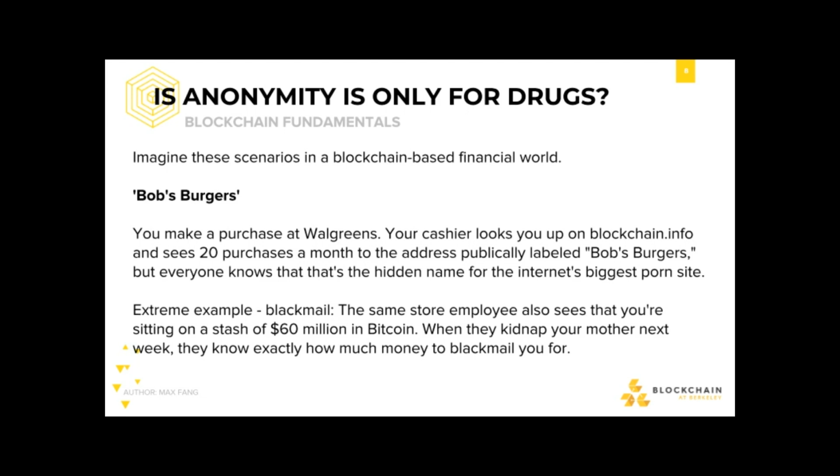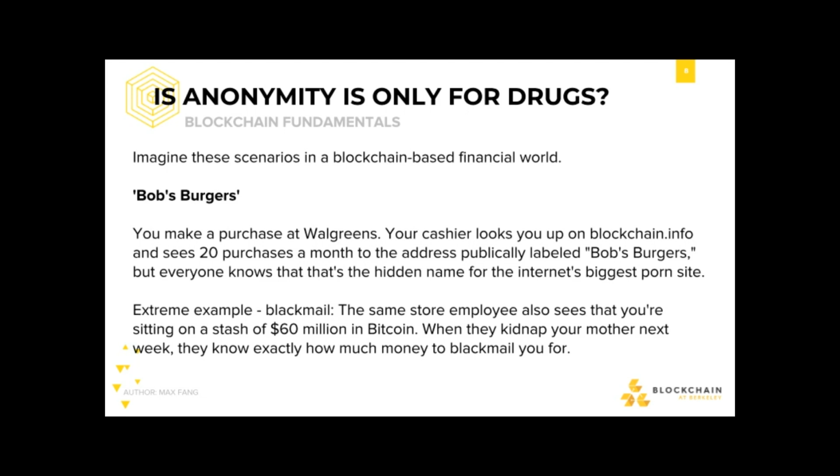But now your cashier knows what your Bitcoin address is. So they can basically look at your salary, all the funds that you've ever received, or all the funds that you're ever going to send in the future. Do you want your Walgreens cashier looking at that? Probably not. And now, if you maybe spent some money at the site called Bob's Burgers, which is actually the world's largest porn site, now your Walgreens cashier knows all your dirty little habits.